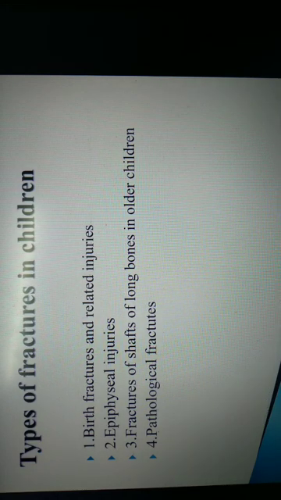What are the types of fractures in children? Mainly four types. One is birth fractures and related injuries, epiphyseal injuries, fractures of the shaft of the long bones in older children, and pathological fractures.